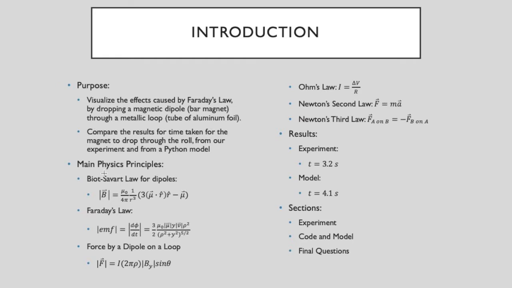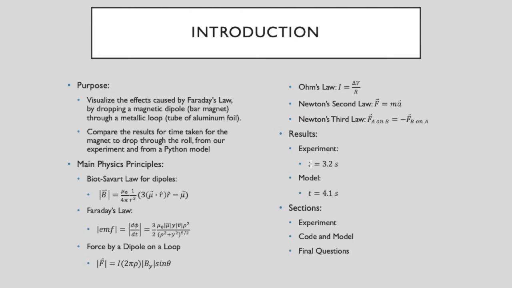The main physics principles in this experiment are the Biot-Savart law for dipoles, which allows us to calculate the magnetic field of a dipole at any point in space. Next is Faraday's law, which allows us to calculate the EMF created on a loop by a moving dipole in space. We also use the equation for the force caused by a dipole on a loop. Next, we also used Ohm's law, which allows us to calculate the current from the potential difference and the resistance. We also used Newton's second law to calculate a gravitational force, and Newton's third law to calculate a reciprocal force.